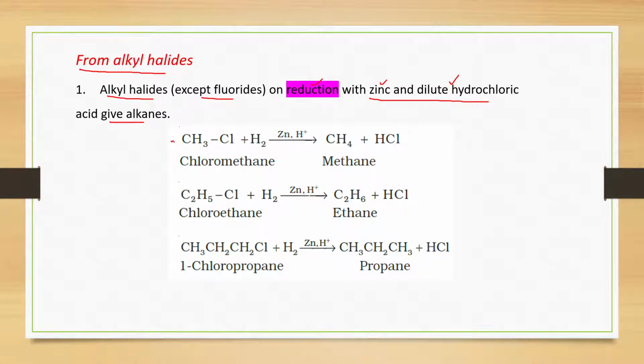For example, this is chloromethane, on reduction it will convert into methane. Chloroethane on reduction with zinc and HCl will convert into ethane. 1-chloropropane on reduction will convert into propane.